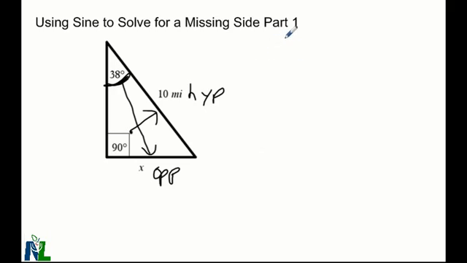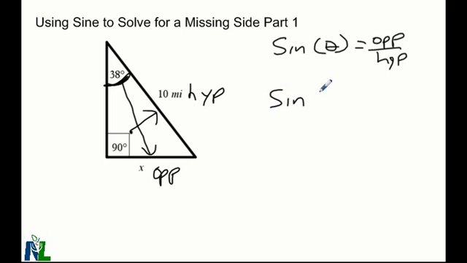And the sine ratio is written as sine of the angle is equal to the opposite divided by the hypotenuse. From here, we take the information from the diagram and plug it into the trig ratio. So for us, we know that the angle referred to here is 38 degrees. And we also know that the opposite side is the side that we're actually trying to find. It's x. And the hypotenuse, which is the largest side in the triangle, is 10.